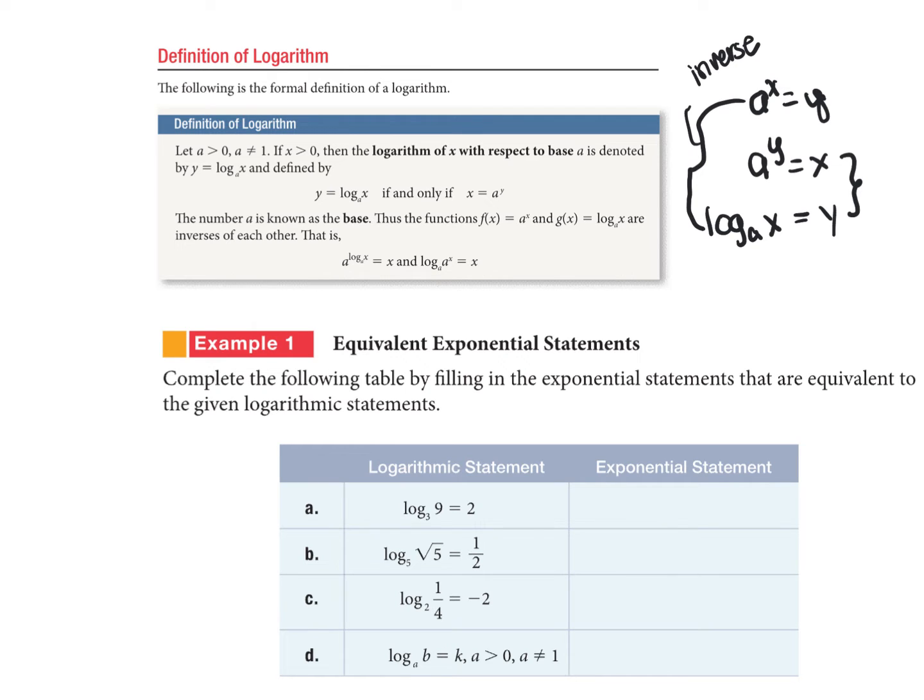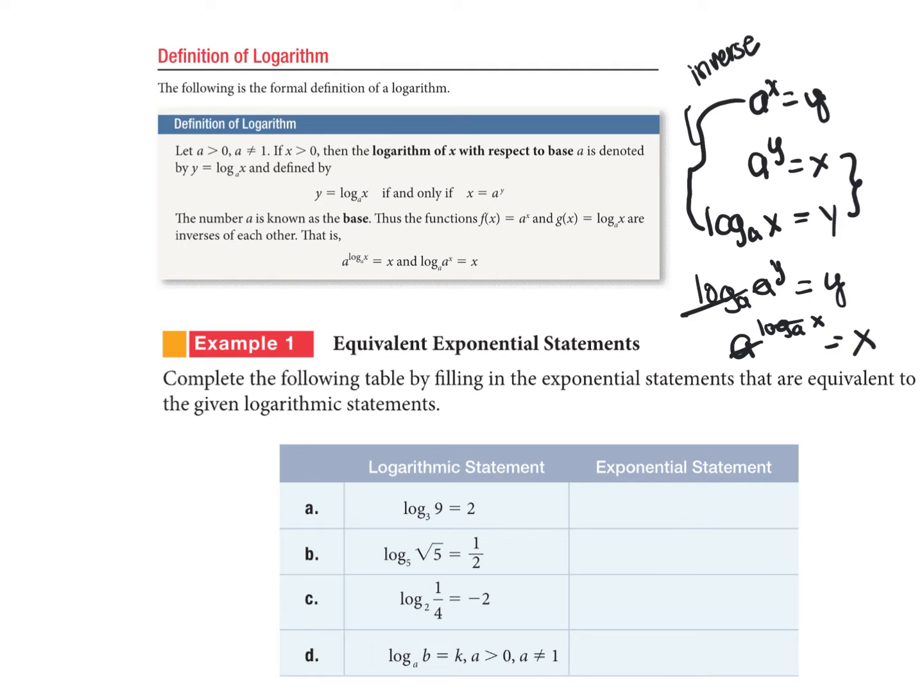So if you take the log base a of a to the y, these cancel out and you're just left with y. If you take a to the log base a of x, these two would just cancel out because they're inverse functions, and you're composing those two functions and it leaves you with x.